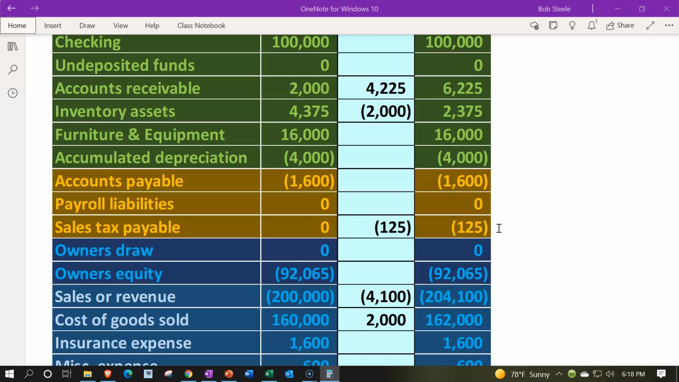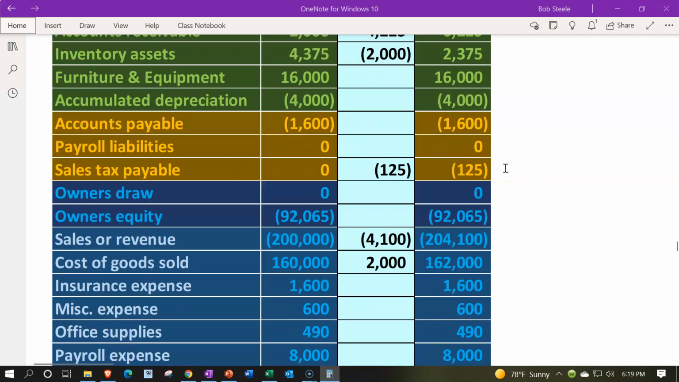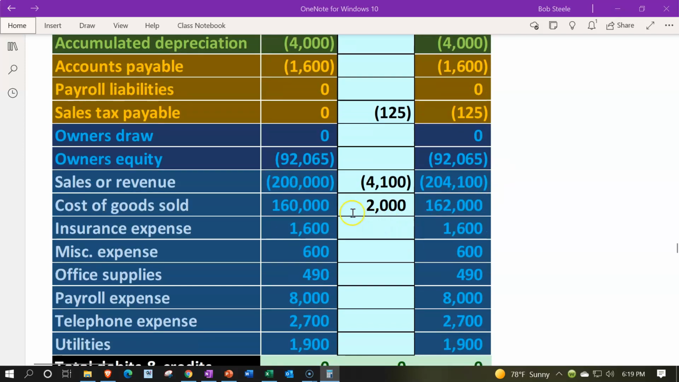And then the other side, inventory going down here from 4,375 down by 2,000 to 2,375. This is the dollar amount of inventory. We'll also have to look at the inventory in units with the subledger. And then the cost of goods sold going from 160,000 up by 2,000 to 162,000. This is an expense going up. So we saw that income went up, the expense went up.